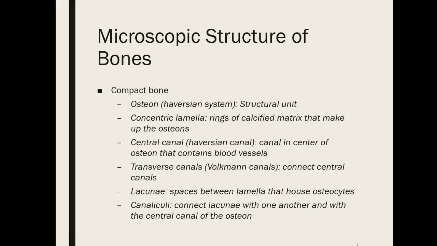Then we have the central canal, also called the Haversian canal, which is in the center of that osteon, and the blood vessels run through there. And then we have transverse canals, or Volkmann canals, that connect to those central canals. So the blood supply of the multiple osteons found in the bones are connected through the transverse canals.